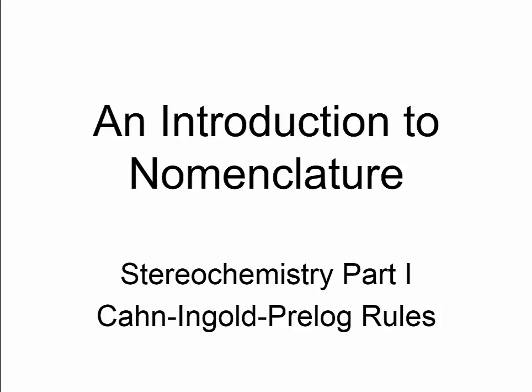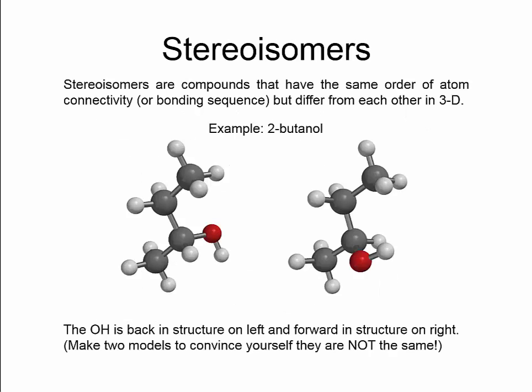I'd like to continue my Introduction to Nomenclature video series with the nomenclature of stereoisomers. We'll begin with the Cahn-Ingold-Prelog rules. Stereoisomers are compounds that have the same order of atom connectivity or bonding, but they differ from each other in 3 dimensions. For instance, this is the structure of 2-butanol.